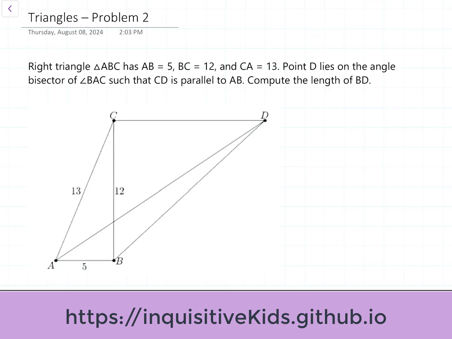Here is problem 2. Right triangle ABC has AB equal to 5, BC equal to 12, and CA equal to 13. Point D lies on the angle bisector of angle BAC such that CD is parallel to AB. Compute the length of BD.